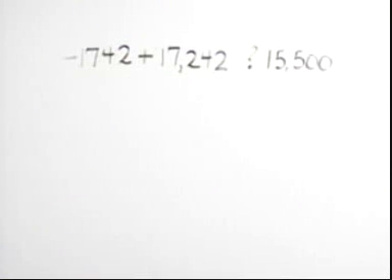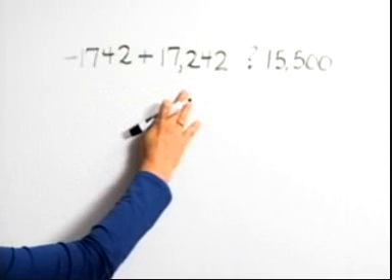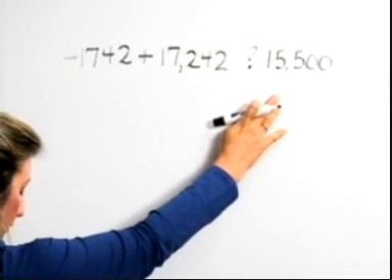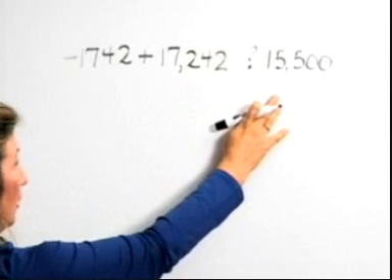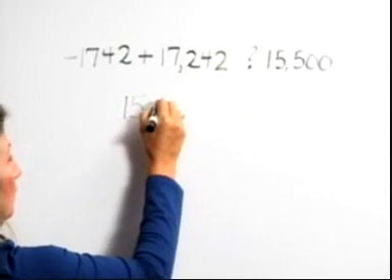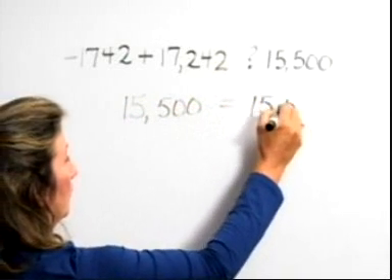For the check, we're going to reverse the process. The net negative $1,742, added to the cost, $17,242, should equal the $15,500 revenue, and in fact it does. So that check works.